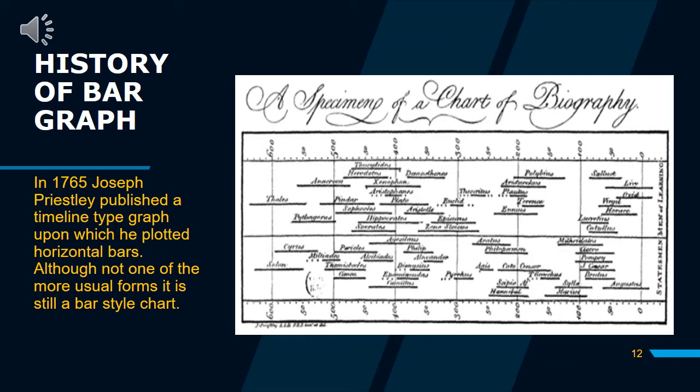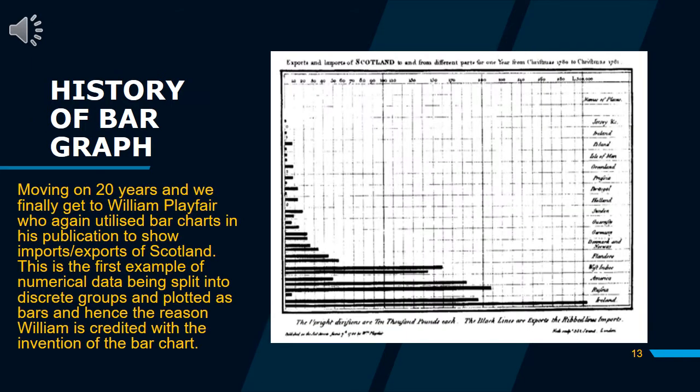In 1765, Joseph Priestley published a timeline type graph upon which he plotted horizontal bars. Although not one of the more usual forms, it is still a bar-style chart. Moving on 20 years, we finally get to William Playfair, who again utilized bar charts in his publication to show the exports of Scotland. This is the first example of numerical data being split into discrete groups and plotted as bars, and hence the reason William is credited with the invention of the bar chart.